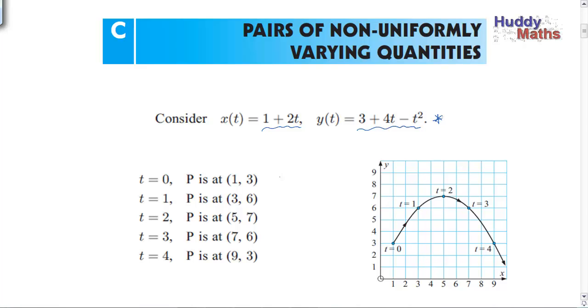And so let's substitute values in. t is 0, we get this point, 1, 3. Substitute t is 1, we get 3, 6, etc. So we would get this plot over here for various points in time, and we just plot it out and say that that was the pathway of the body.